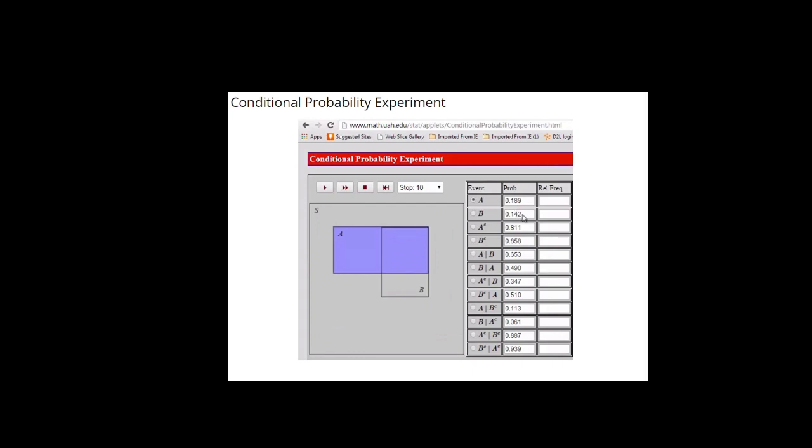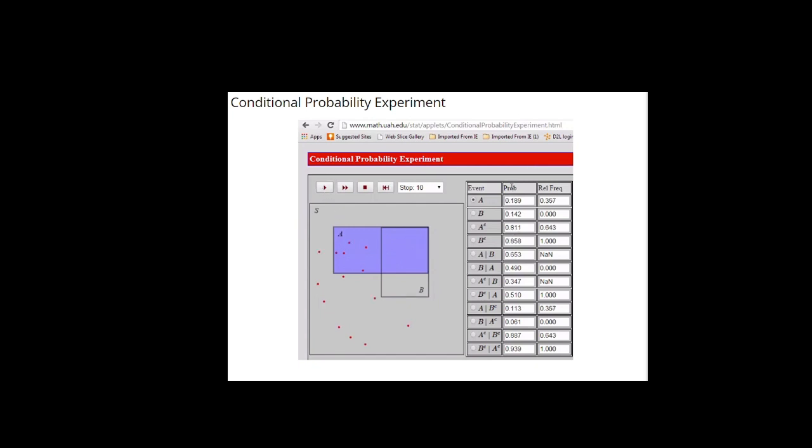We've seen that the probability of the event B is quite small, 0.142. Let's run the experiment and see whether B occurs. This point falls outside of B, in fact outside of A and B. It did not occur. Once again, neither A nor B occurred. This time A occurred, B did not. Neither A nor B. Again. Once again, A occurred, B did not. Again, an event in A, but not in B.